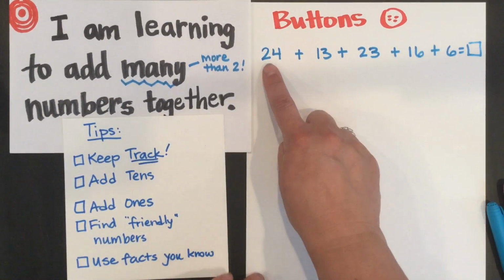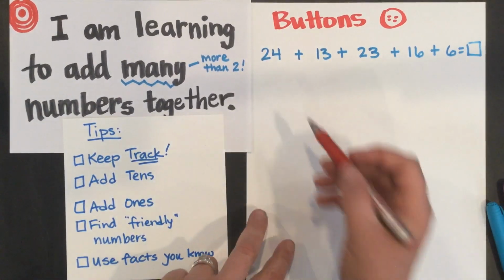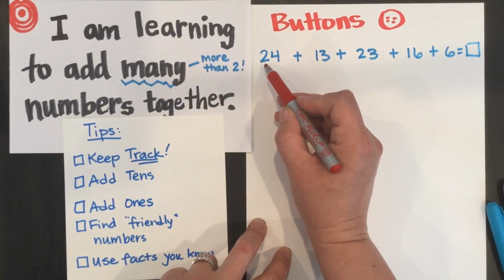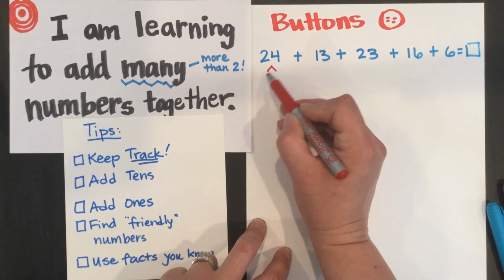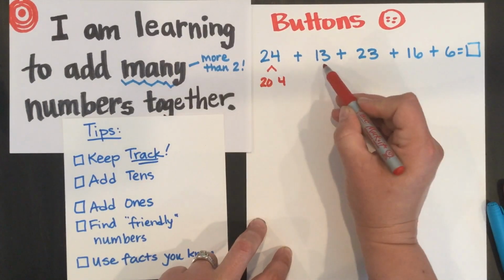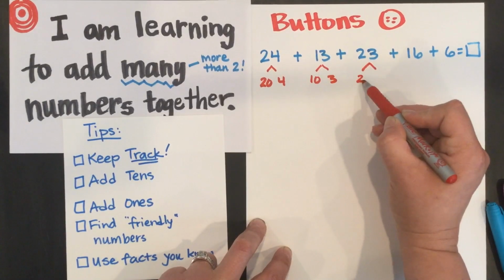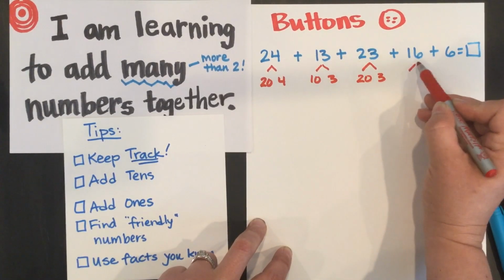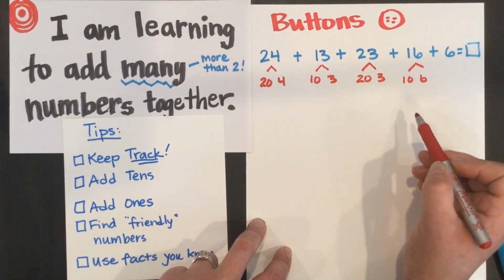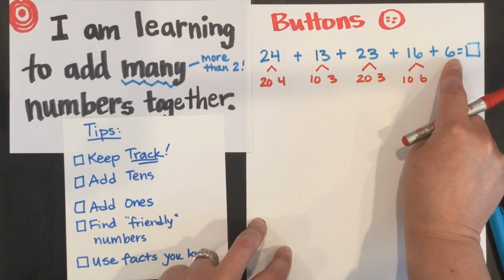And so when I look at this big long string of numbers, in this one, I can see that I have 20 and 4. I have a 10 and a 3. I have a 20 and a 3. I have a 10 and a 6. And then that one doesn't have any tens.